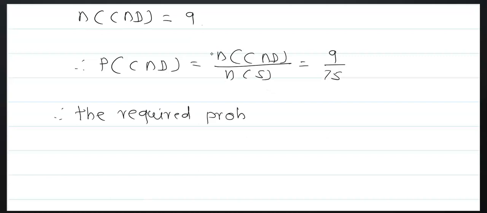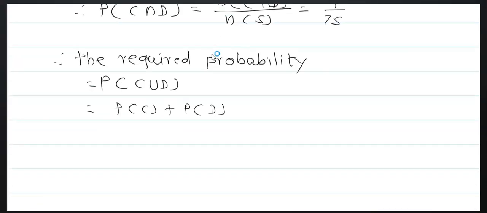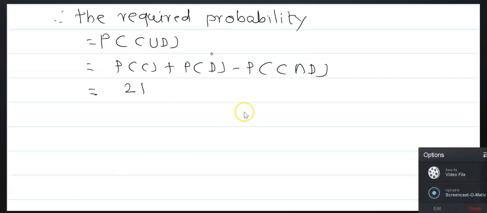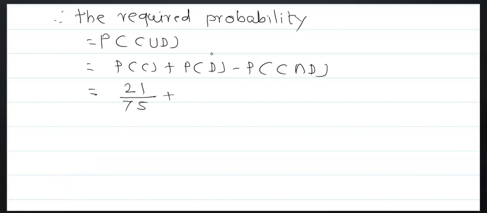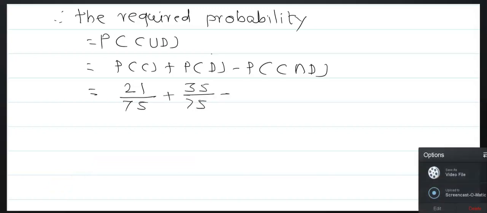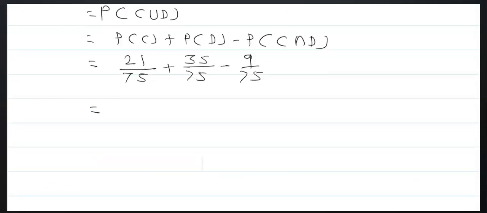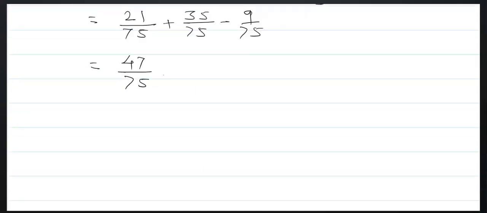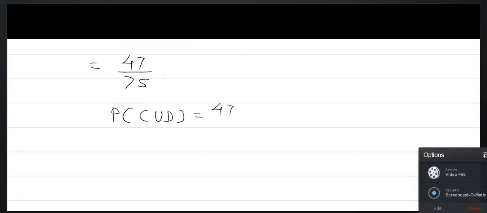Therefore, the required probability, that is P of C union D is equal to P of C plus P of D minus P of C intersection D. That is 21 upon 75 plus 35 upon 75 minus 9 upon 75. That is 47 upon 75. Therefore, P of C union D is equal to 47 upon 75.